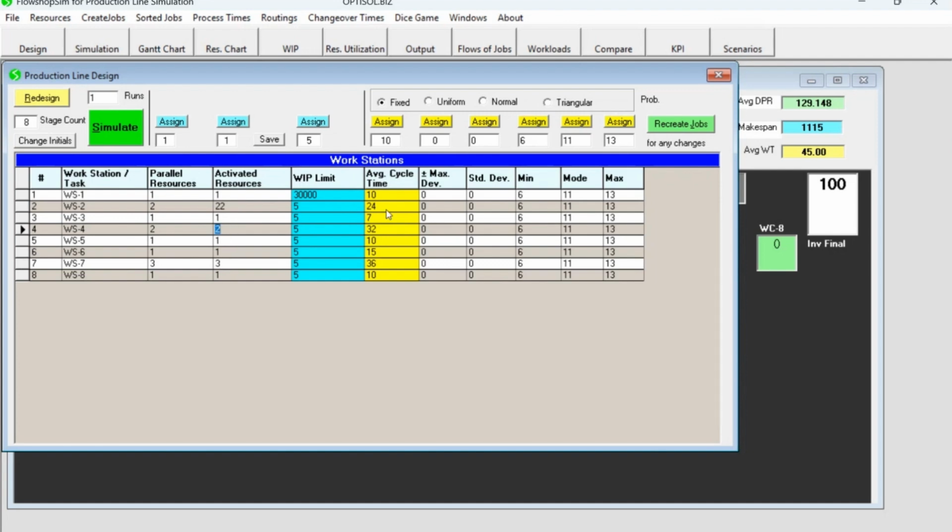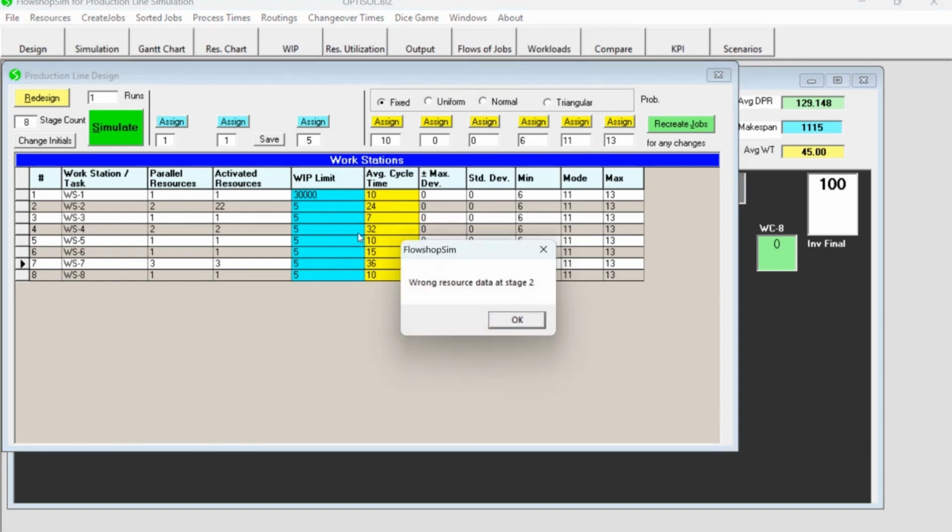But the effective cycle time at a second workstation is 12, and effective cycle time at a fourth workstation is 16. There is the bottleneck here in this example. And the effective cycle time at seventh workstation is 12 again. So let me create the resources accordingly.